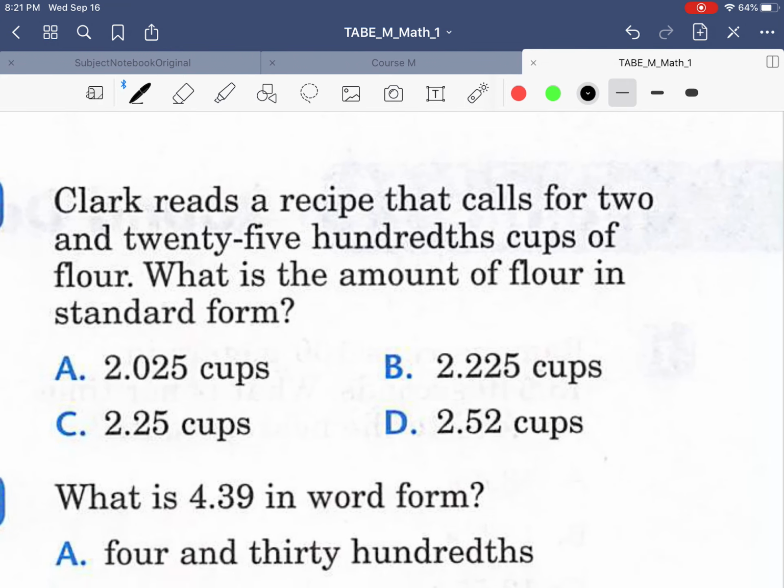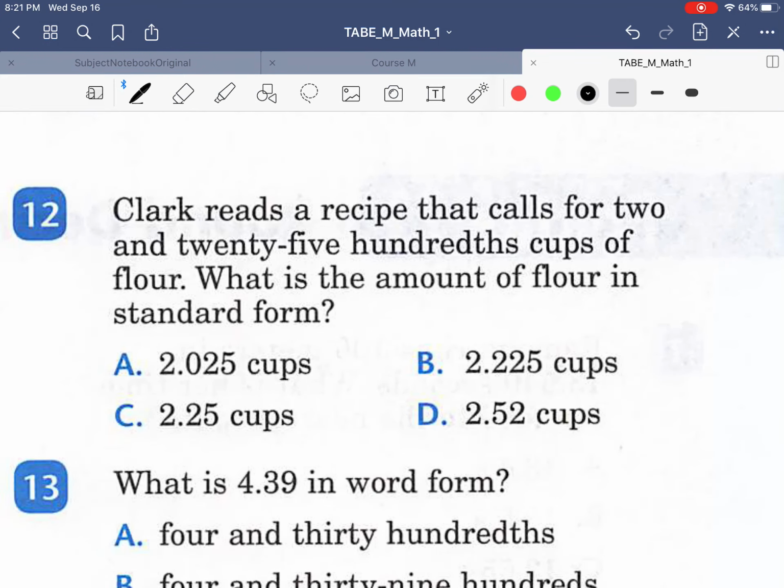Clark reads a recipe that calls for 2 25/100 cups of flour. What is the amount of flour in standard form? So 2 and 25/100 looks like that number, and that looks like C. So the answer to number 12 is C.